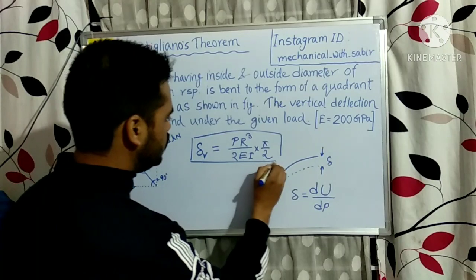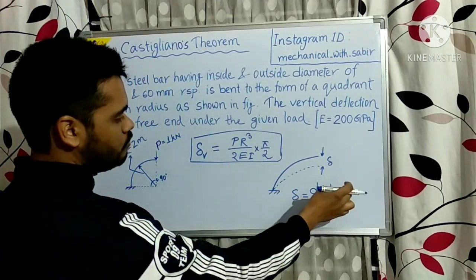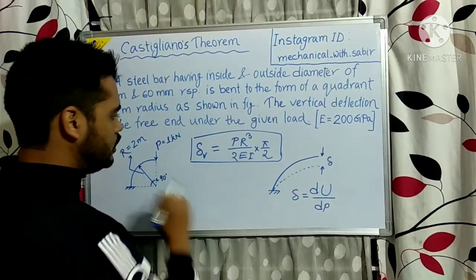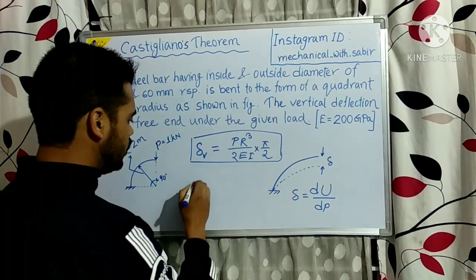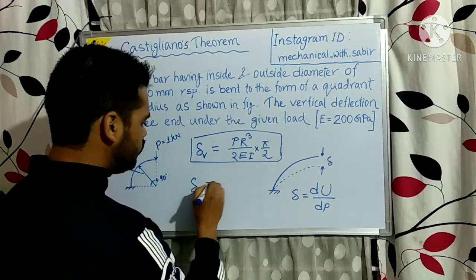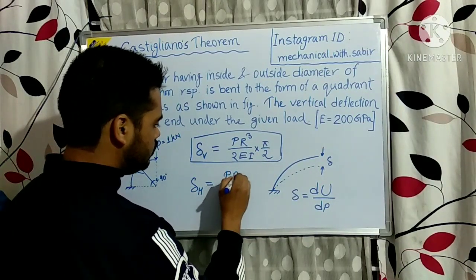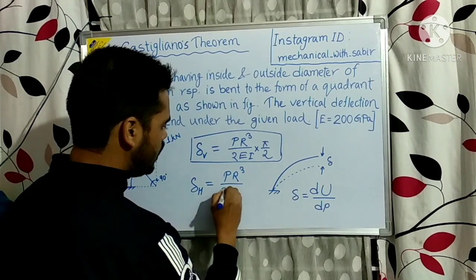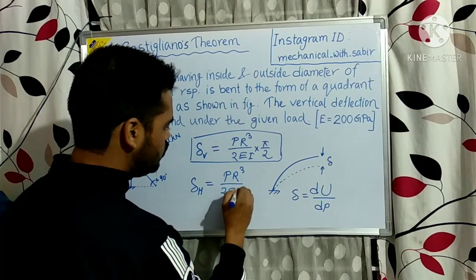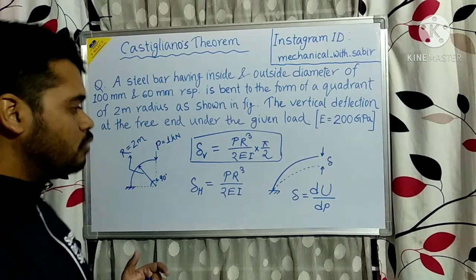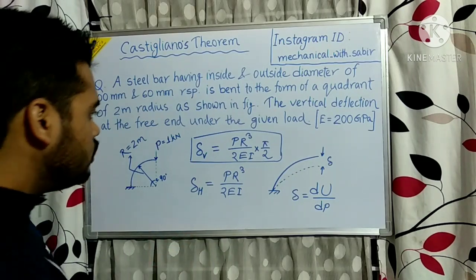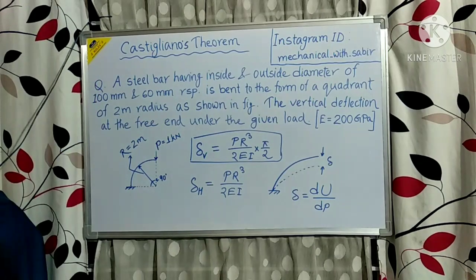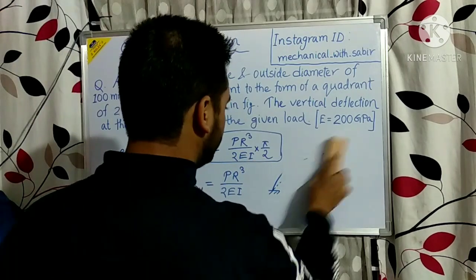So you do not need to find strain energy here. You just apply this formula. And for horizontal deflection, the formula is P R cube by 2 EI. Just remember this formula.